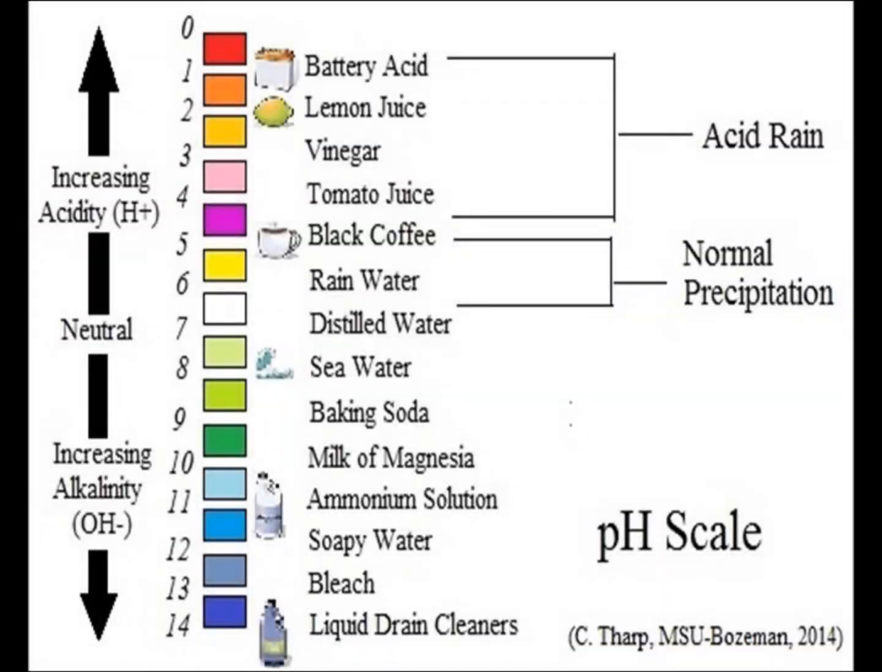pH is the concentration of hydrogen ions in a water solution. This is expressed on a logarithmic scale from 0 to 14, where 7 is neutral. Alkaline solutions are solutions with a pH greater than 7, and acid solutions have a pH less than 7.